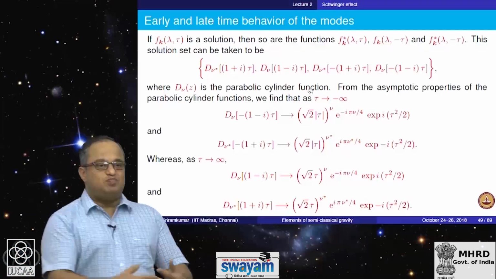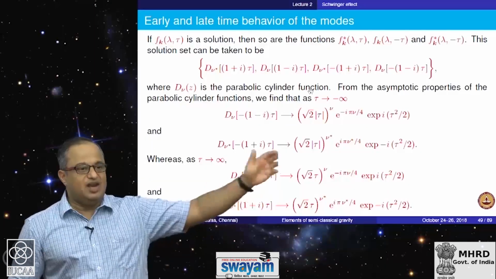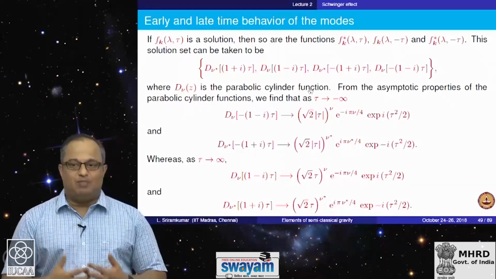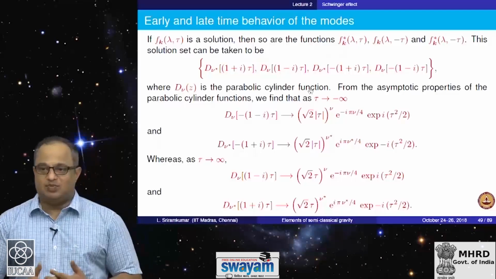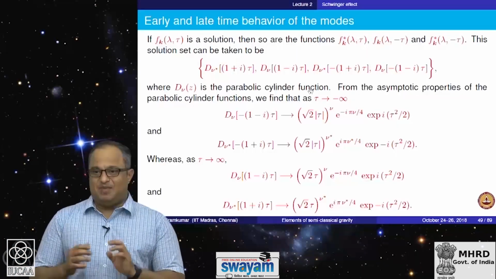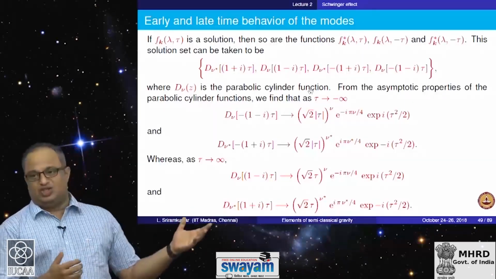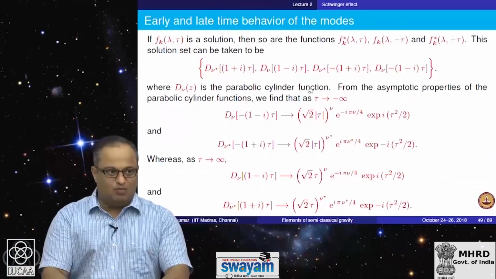You need to impose initial conditions at very early times, which means you need to choose a positive frequency mode, a mode which behaves like e power minus i omega t as t tends to minus infinity, but that is simply not possible here.